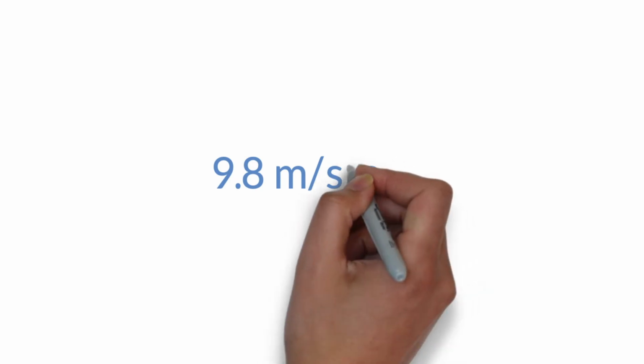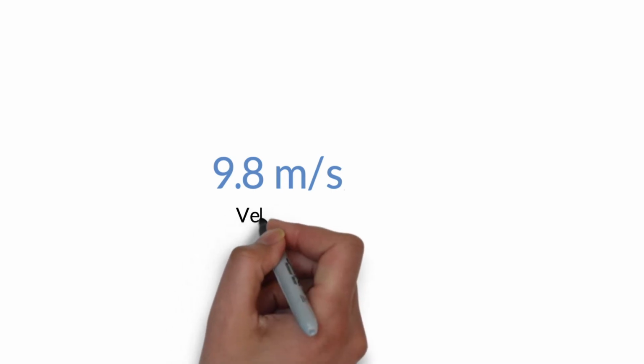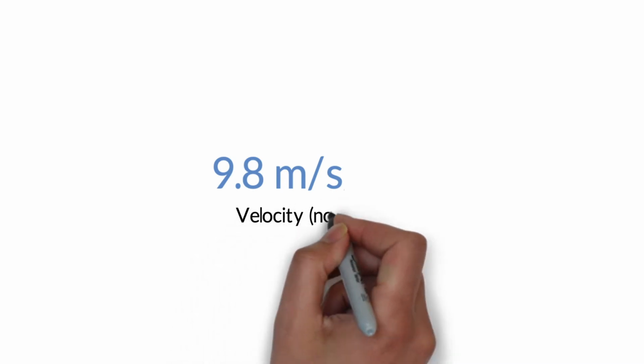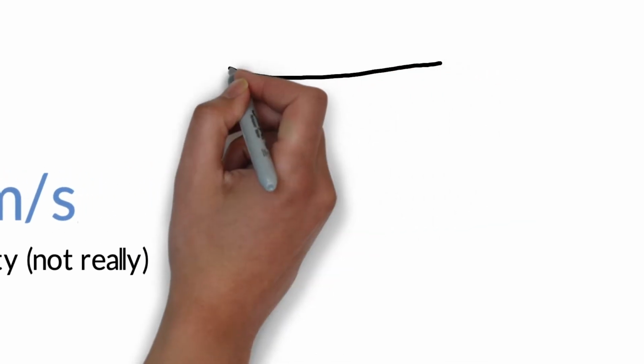And that's why you get meters per second per second. Meters per second would be a form of velocity, although not velocity in the formal sense because velocity always has a direction involved. And so does acceleration.